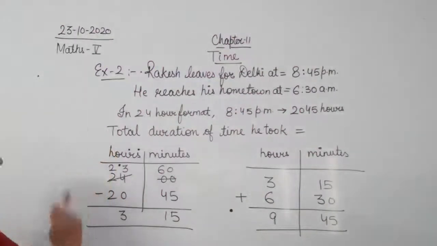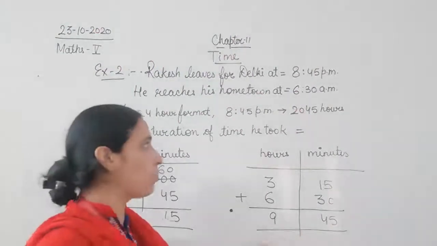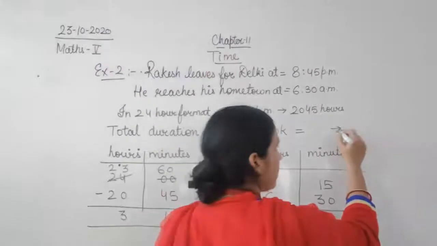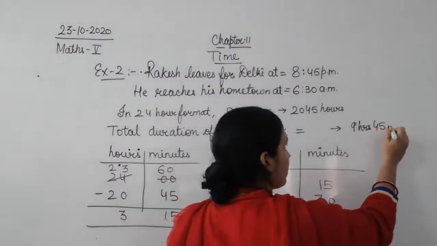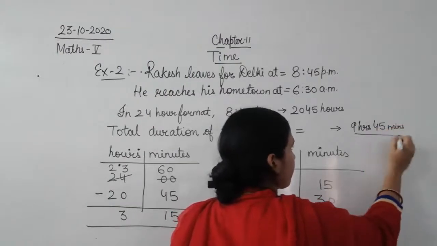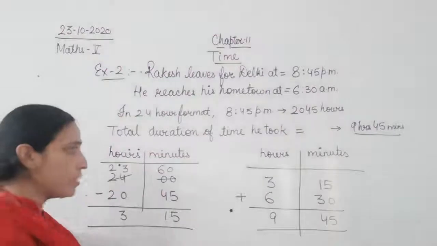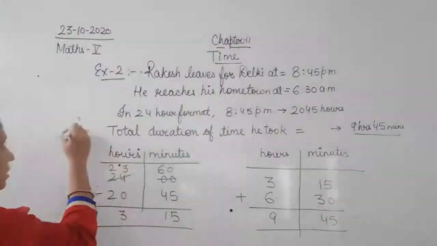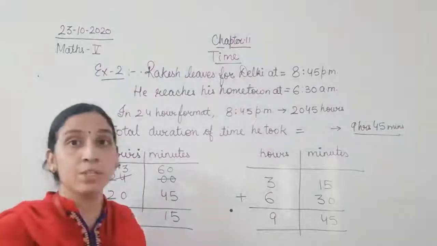So the total duration of time Rakesh took to reach his hometown is 9 hours 45 minutes. Here you don't need to write it again. Here you will only put that, therefore, the total duration of time he took to reach his hometown.